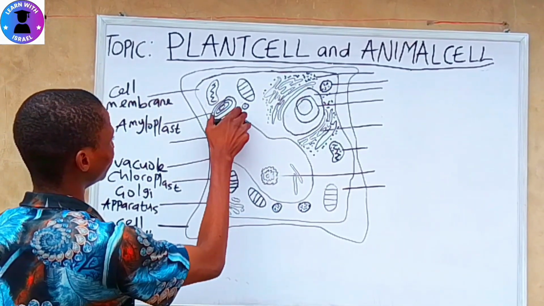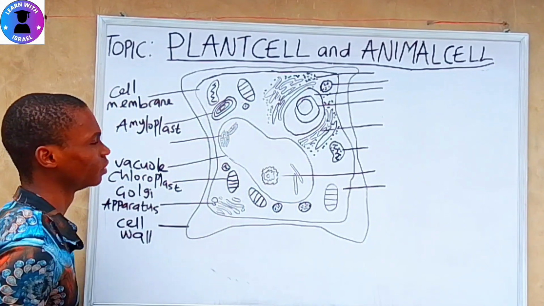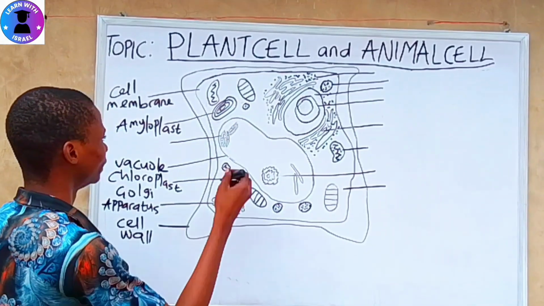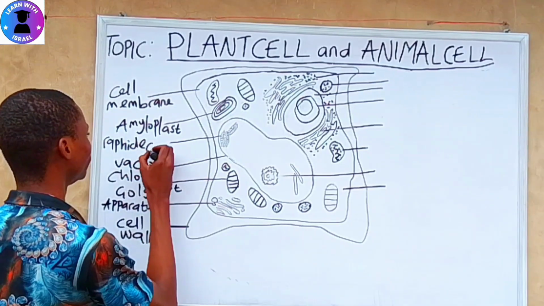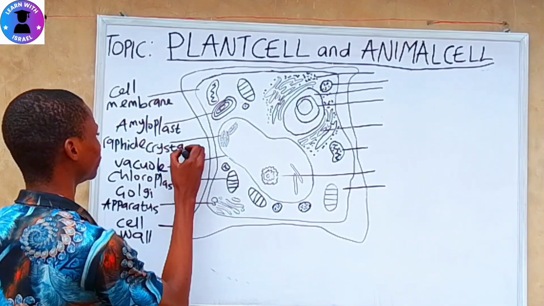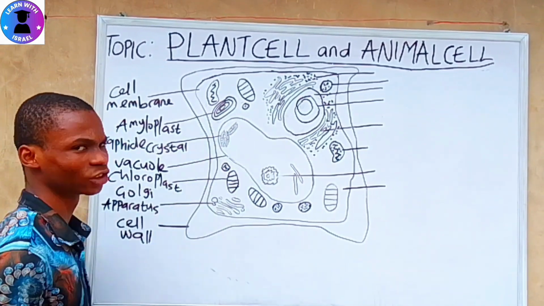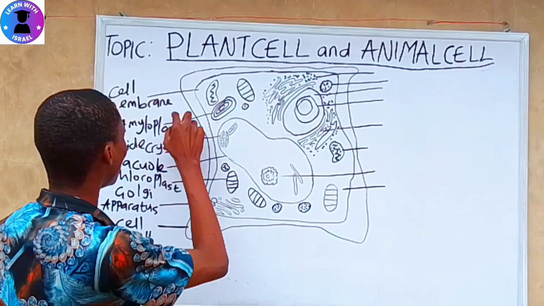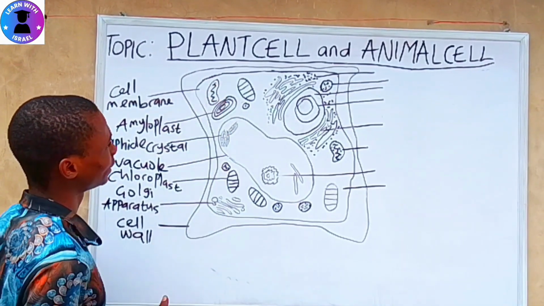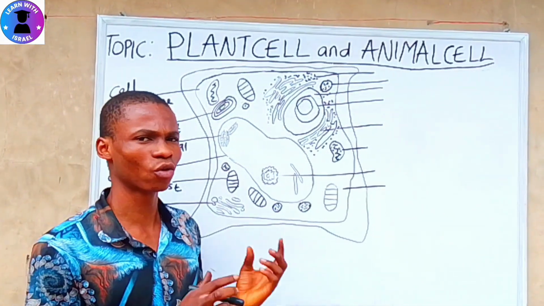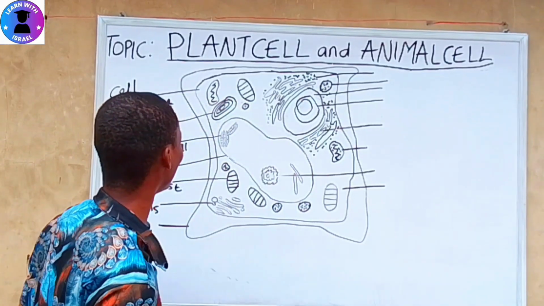This is the amyloplast located here. This is the vacuole, and this side, this organelle, is the Raphael crystal. What it does is that it stores waste. And this is the amyloplast, which stores the starch. And this is the cell membrane. The cell membrane is the one that controls what enters or goes out of the cell, as you can see.